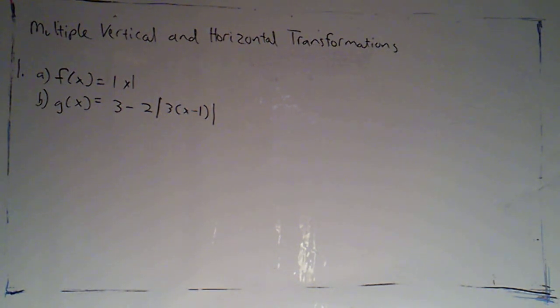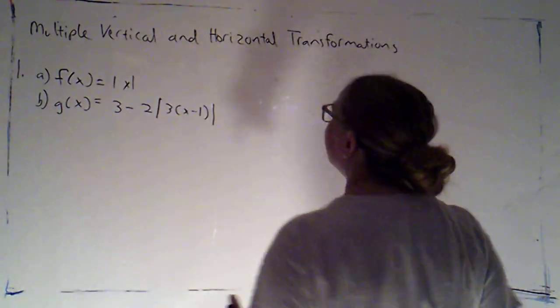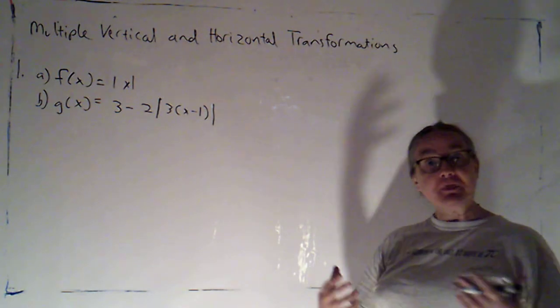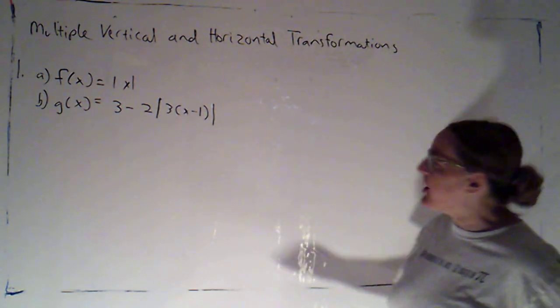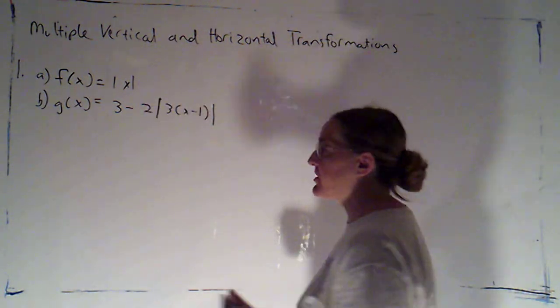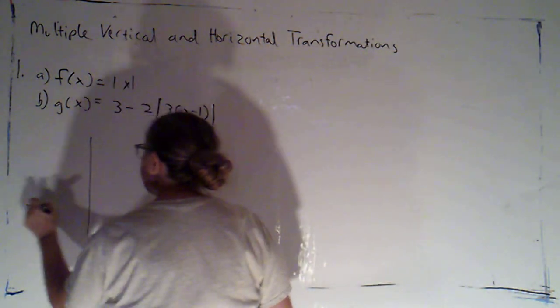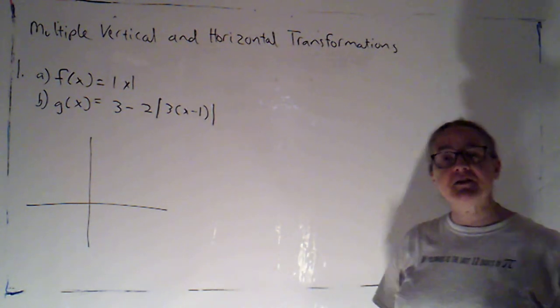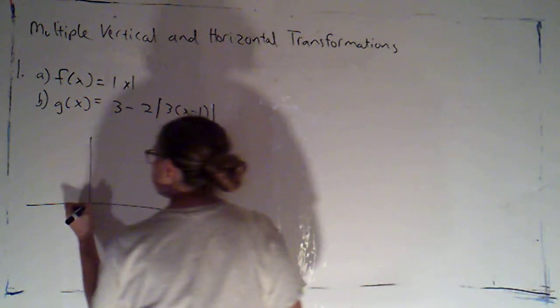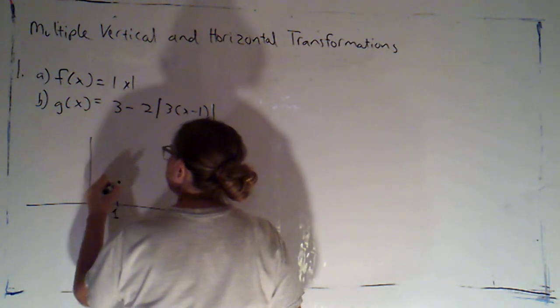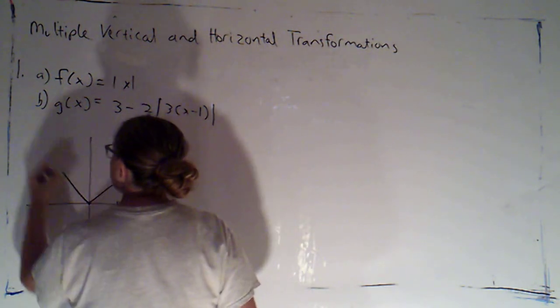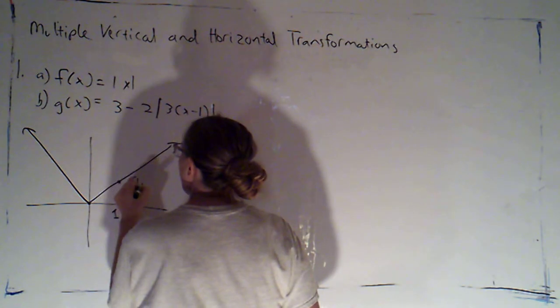We're ready to start putting all the pieces together. So we're going to take a look at having multiple, both vertical and horizontal transformations. So the first question I have on the worksheet under this section, our parent function is the absolute value of x. And I specifically say in the directions, include the points whose x values are 0 and 1. So that's going to be the vertex at 0, 0, and then this point 1, 1.